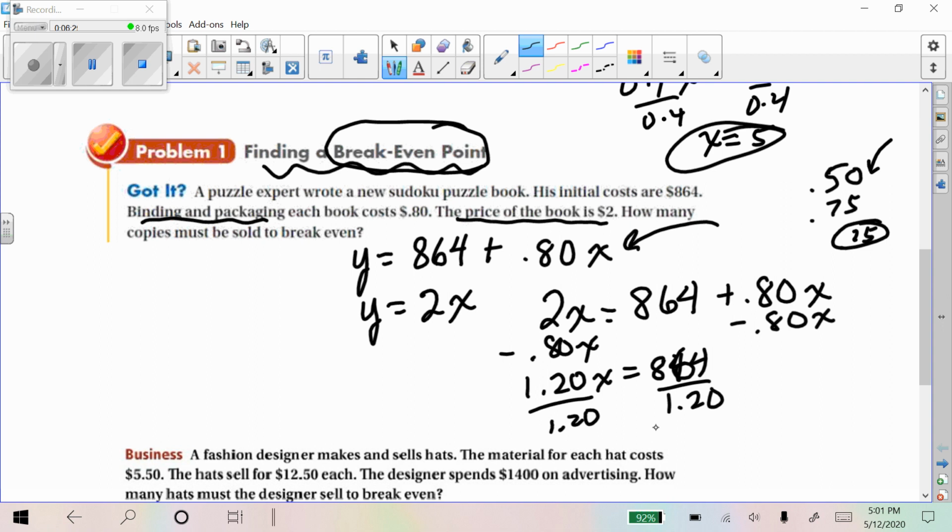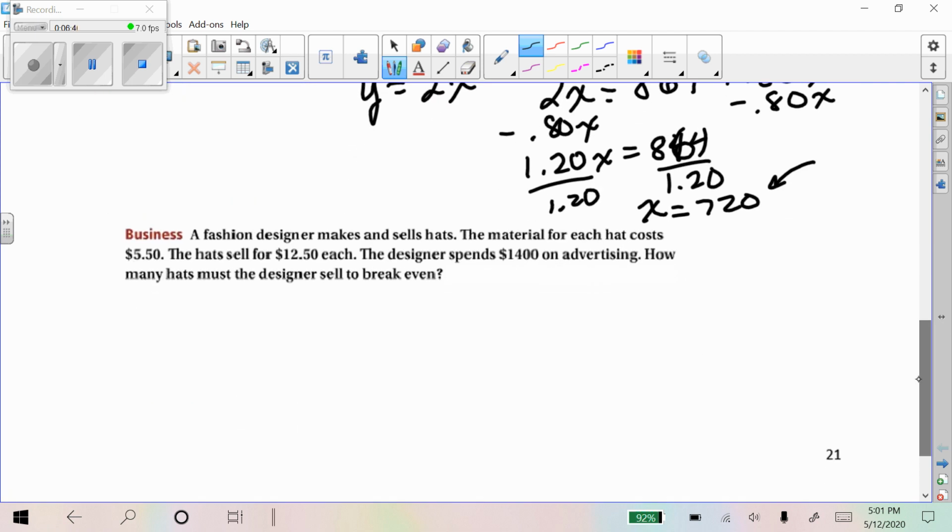And that equals 720. If you sell 720 books, you're going to break even. If you sell less than that, you're going to lose money. If you sell more than that, you're going to make money. So this problem is similar. Why don't you try and write the two equations for it and see if you come up with the answer. You could check back and see if you.